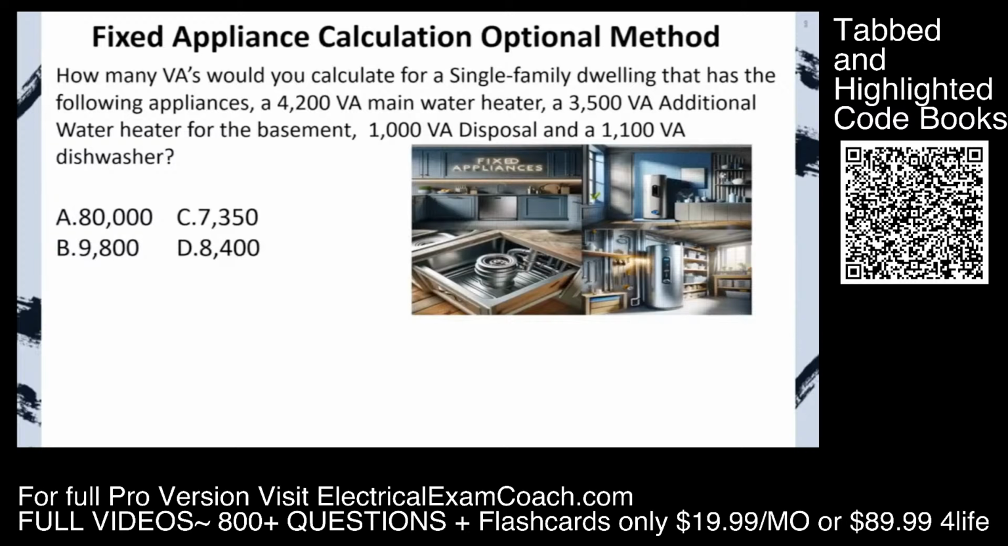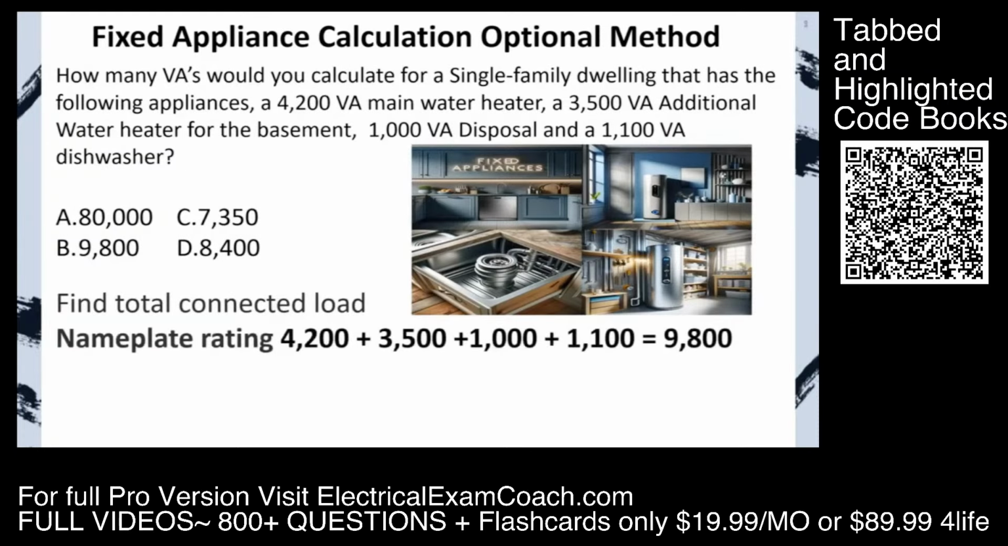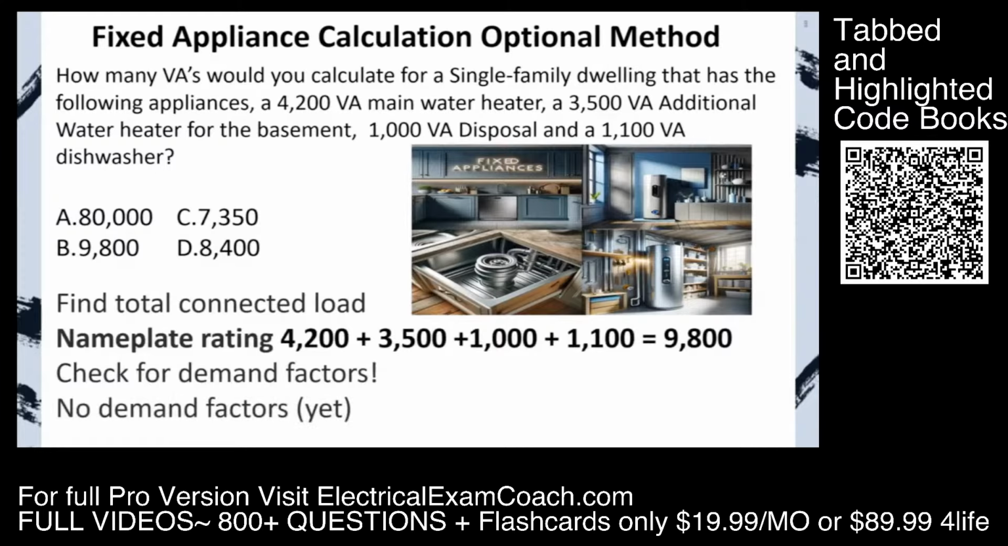How many VAs would you calculate for a single family dwelling that has the following appliances? A 4,200 VA main water heater, a 3,500 VA additional water heater for the basement, a 1,000 VA disposal, and an 1,100 VA dishwasher. First thing we're going to do is find the total connected load. With the optional method, we're going to take the nameplate rating of all these appliances. Now, let's check for demand factors. There are no demand factors yet at this portion of the calculation. All we're going to do is total up all these appliances, and then we'll apply one general demand factor here in just a little bit. And we select B. Great job.